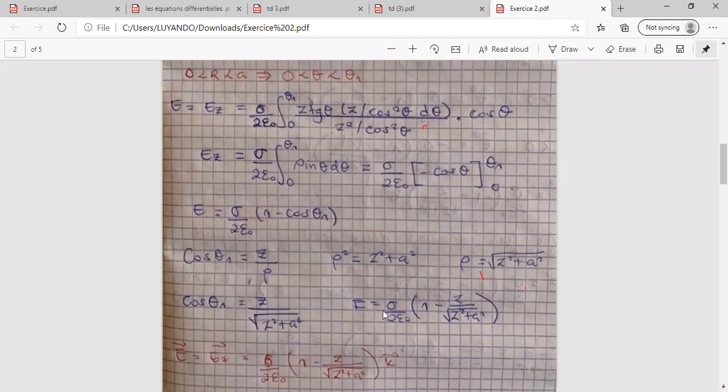And my E is finally going to be equal to my constant over 2 epsilon 0 multiplied by 1 minus my cos theta 1, which is equal to Z over the square root of Z squared plus S squared, which is what I have here as my answer. So are there any questions, any queries, or any additions?